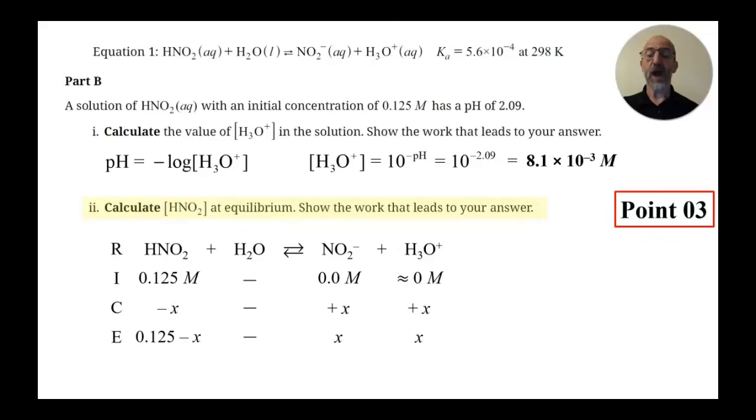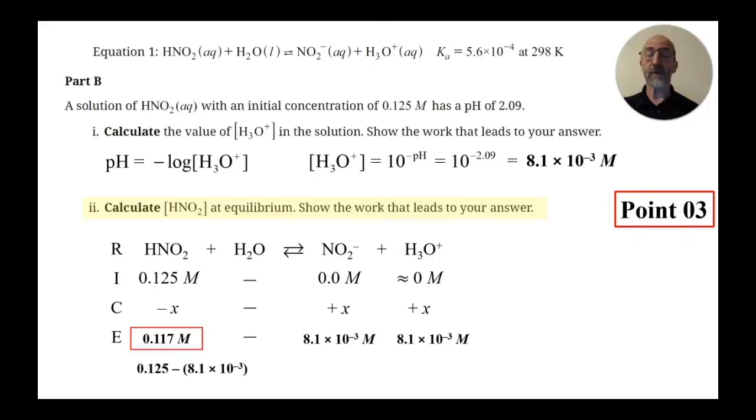Now, in the previous problem, we calculated that the concentration of the hydronium ion is 8.1 times 10 to the negative 3 molar. So I can fill in the bottom of my RICE table with the concentration of NO2 minus, the same as the concentration of the hydronium ion, and 0.125 minus 8.1 times 10 to the negative 3, that gives me a value of 0.117. So that would be one way to show the work that leads to a concentration of 0.117 molar for HNO2 at equilibrium.